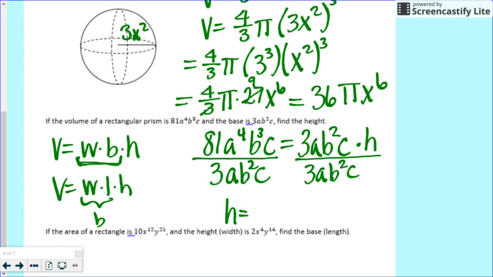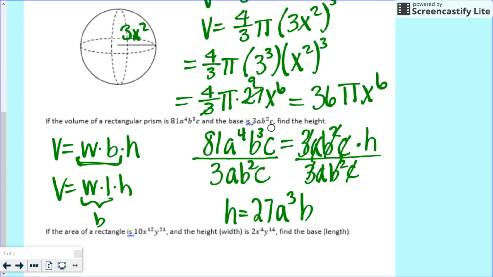Come talk to me. All right, so when I divide by this guy, the 3's will cancel, the a's cancel, the b squareds cancel, and the c's cancel, and I just have h left over. And then on the other side, I've got 81 divided by 3. That gives me 27. Now I've got a to the fourth divided by a. Remember, when we are dividing our bases, we're subtracting our exponents. 4 minus 1 would give us 3.